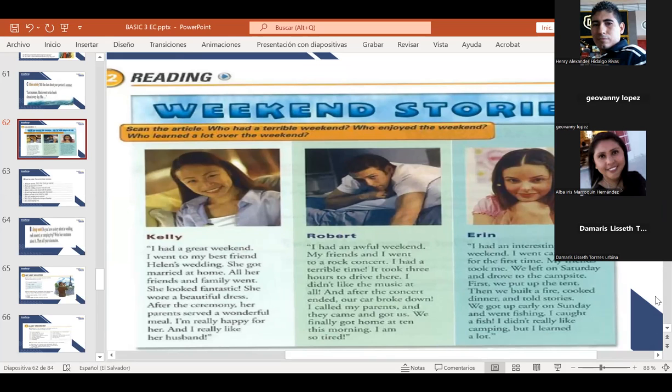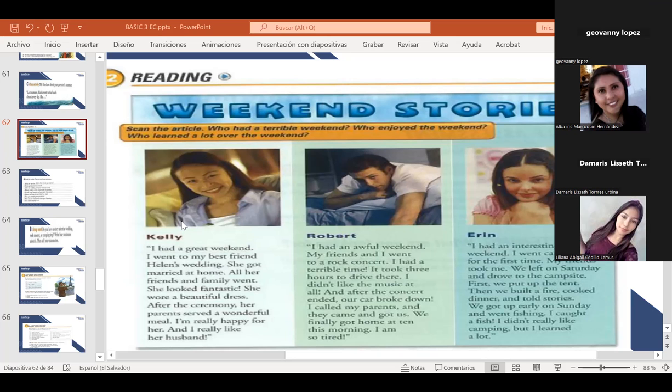Yes. Okay, good. I had a great weekend. I went to my best friend Helen's wedding. She got married at home. Her friends and family were there. She looked fantastic. She wore a beautiful dress. After the ceremony, her parents served a wonderful meal. I'm really happy for her, and I really like her husband. Okay, thank you, Kelly.